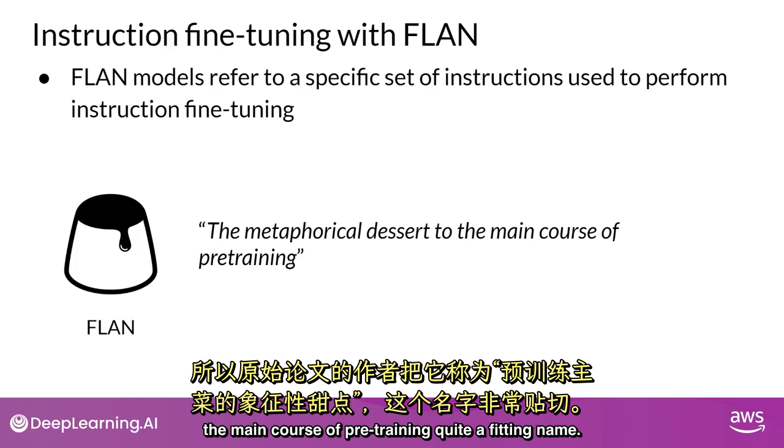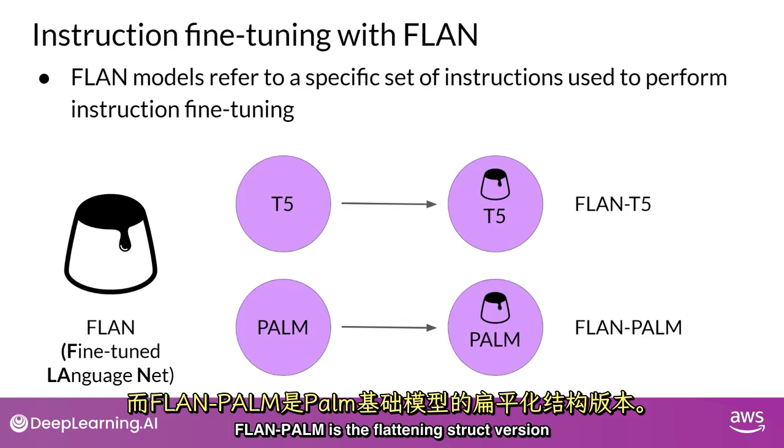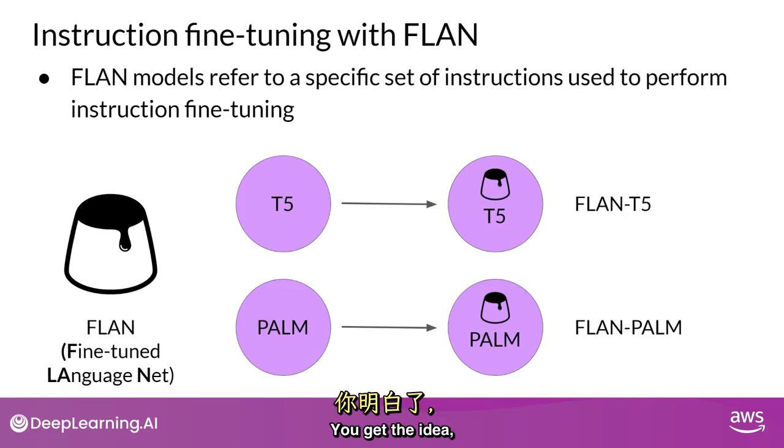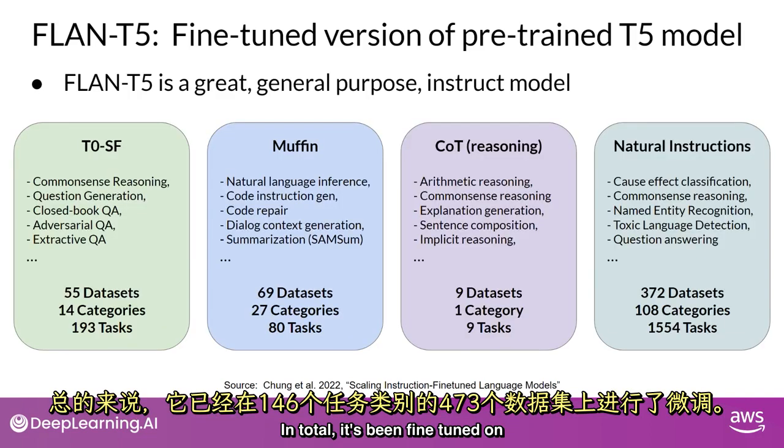Quite a fitting name. FLAN T5 is the FLAN Instruct version of the T5 Foundation model, while FLAN Palm is the FLAN Instruct version of the Palm Foundation model. You get the idea. FLAN T5 is a great general-purpose instruct model. In total, it's been fine-tuned on 473 datasets across 146 task categories.